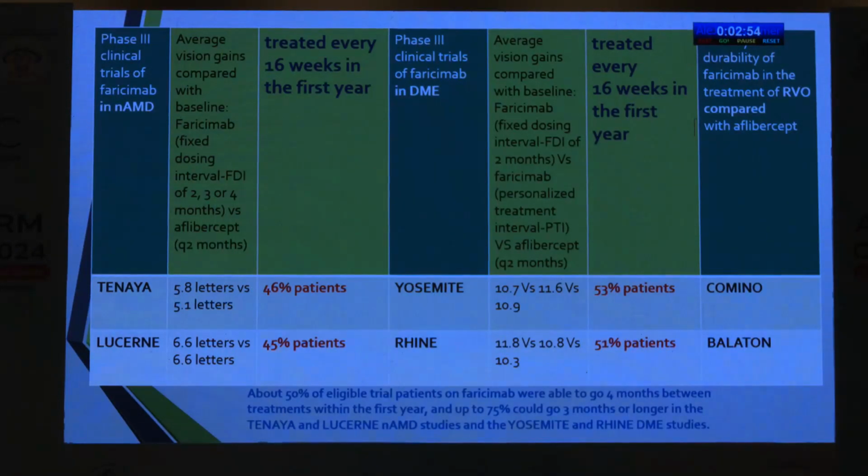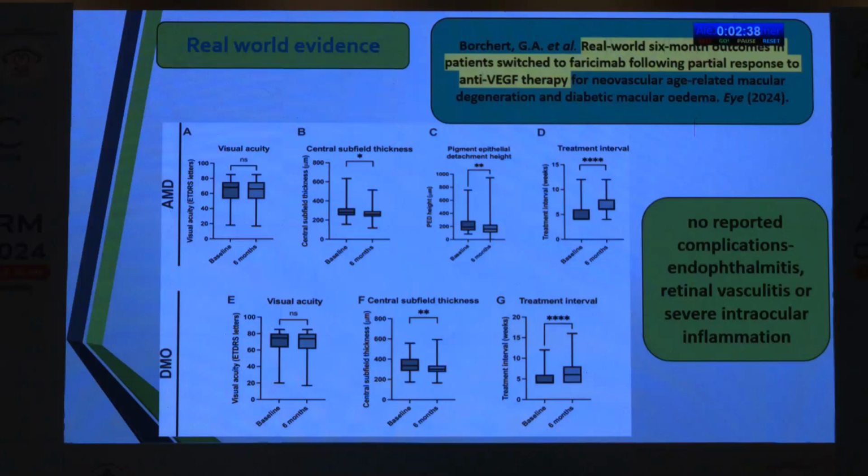These are the trials for faricimab. Again, we could see here that 4 monthly dosing was maintained in almost 50% of the patients in all these studies, which we have shown for both diabetic macular edema and neovascular AMD. This is another advantage of this newer drug. This is again real world evidence of patients initially non-responsive to aflibercept. They have responded well to faricimab, and the vision was maintained at the end of 2 years.